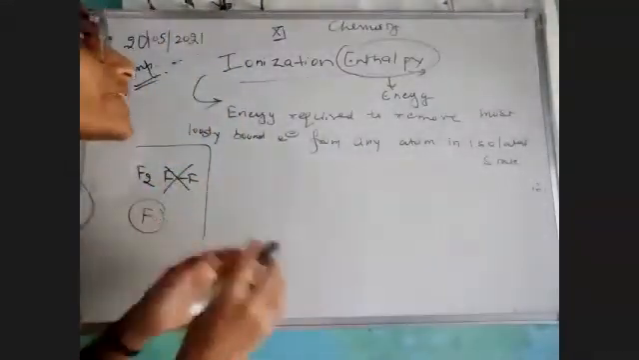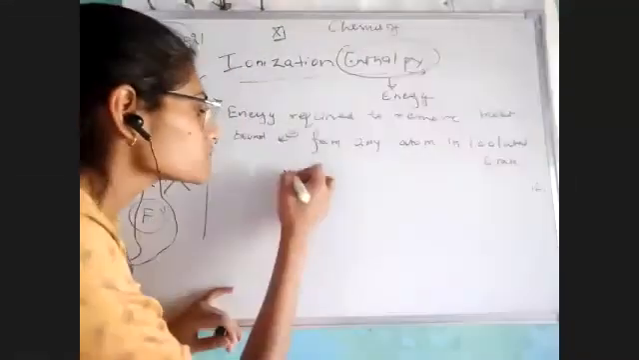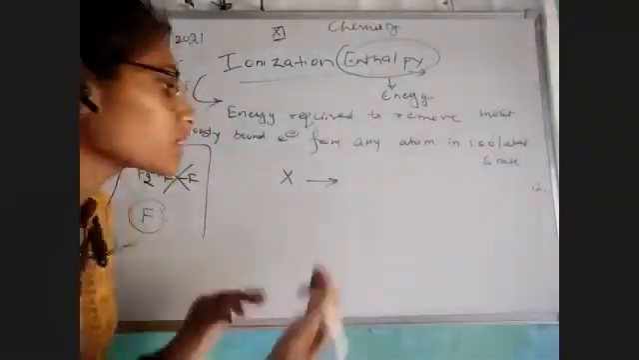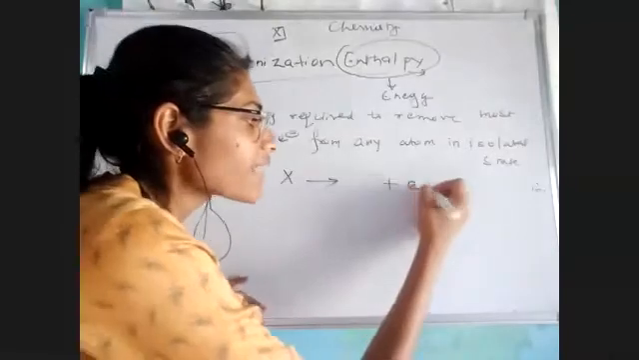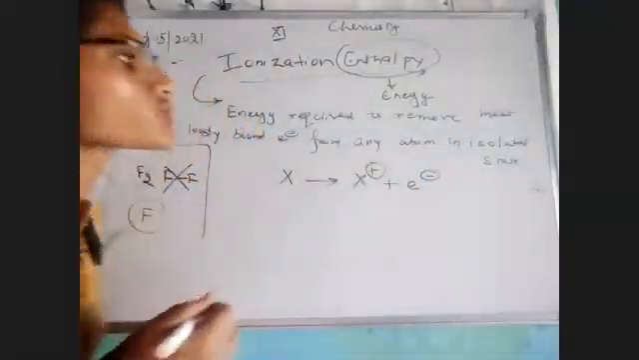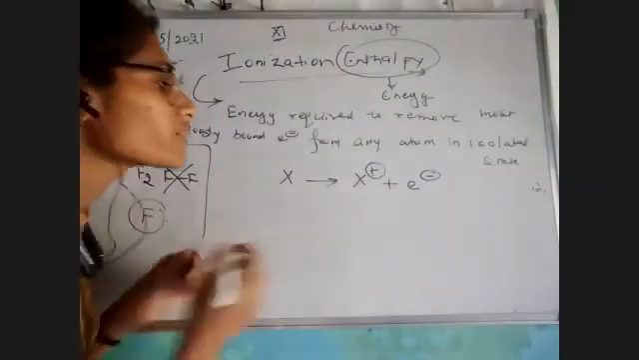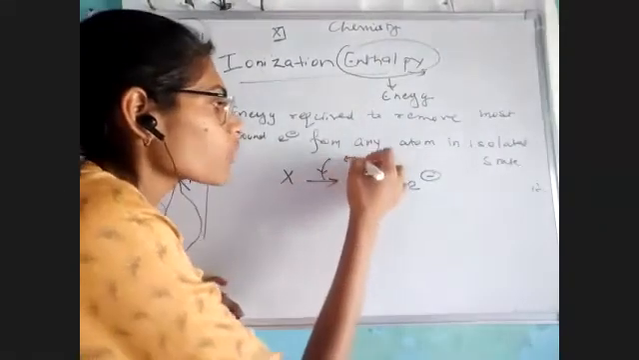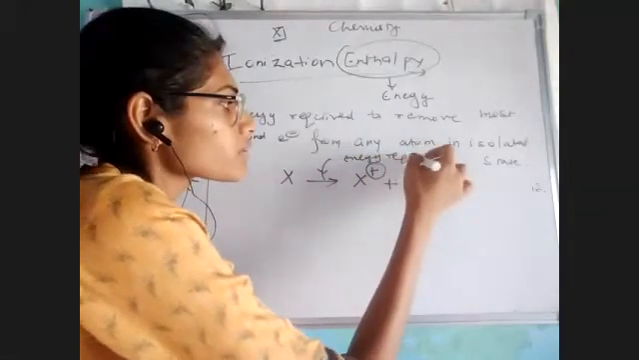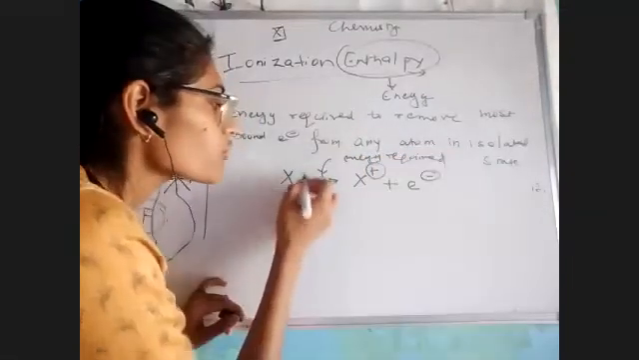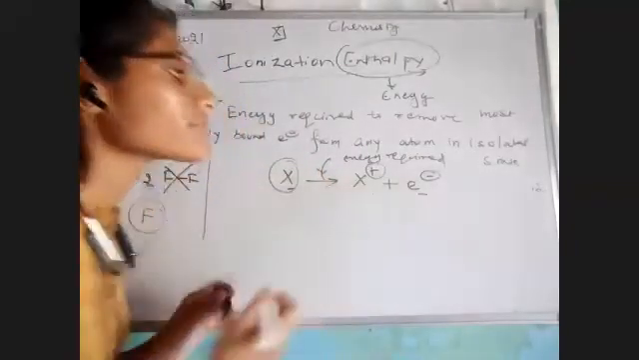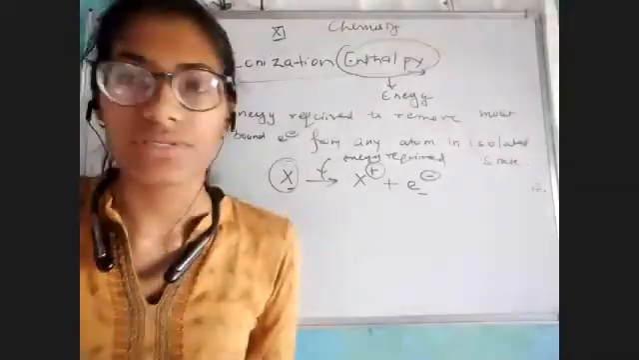Now, we have told that suppose we have an atom named X and we have removed an electron from it. So the energy required to remove the electron from this atom, X gives X positive plus e negative, is known to be ionization enthalpy.